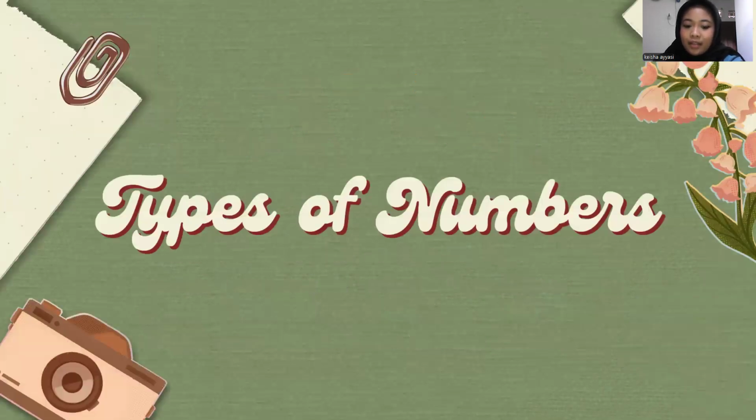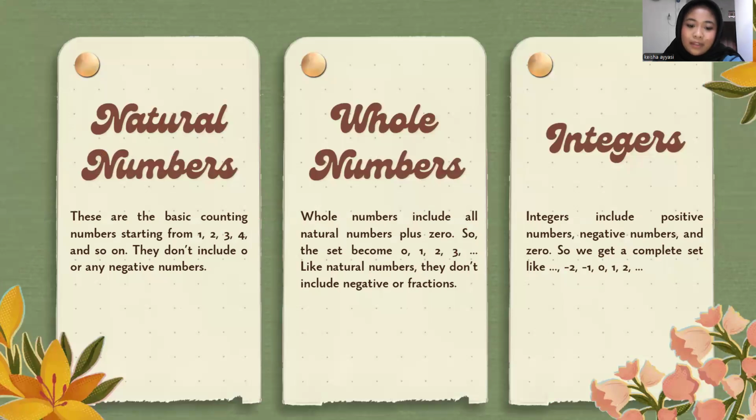Now let's take a look at the types of numbers in the number system. There are 6 main types that we're going to talk about. First is natural numbers. These are the basic counting numbers starting from 1, 2, 3, 4, and so on. They don't include 0 or any negative numbers.